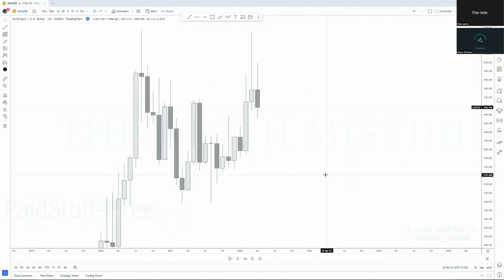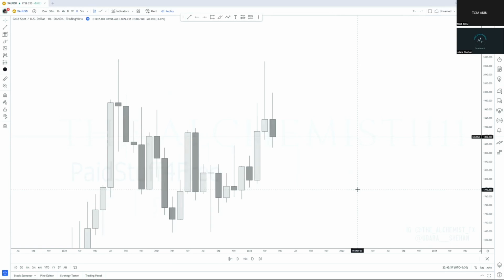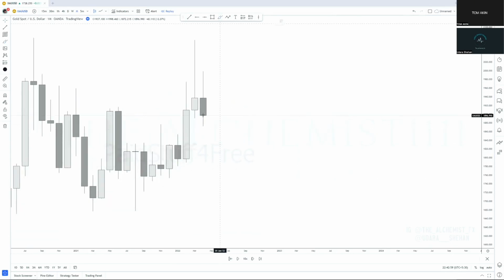Now remember, we're intraday traders, right? So who cares about the monthly time frame? We're only looking for the POIs on the monthly. Where will the next monthly candle open? In here, right? This is where the next monthly candle would open.